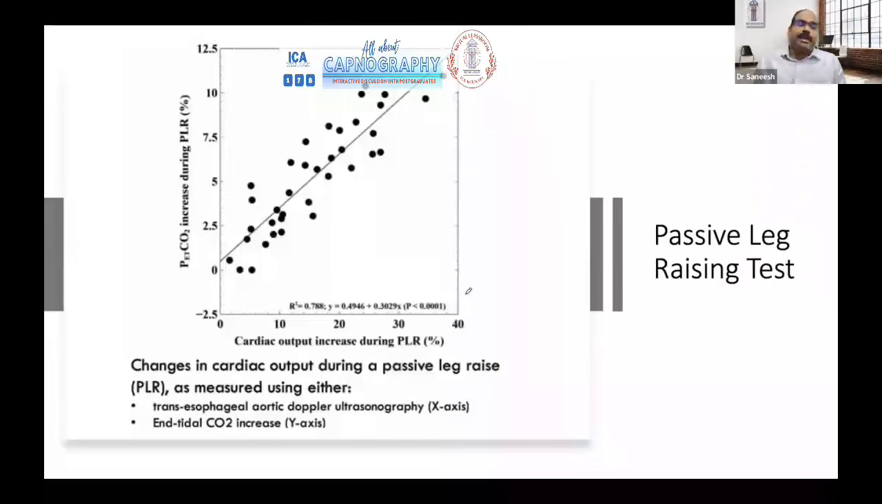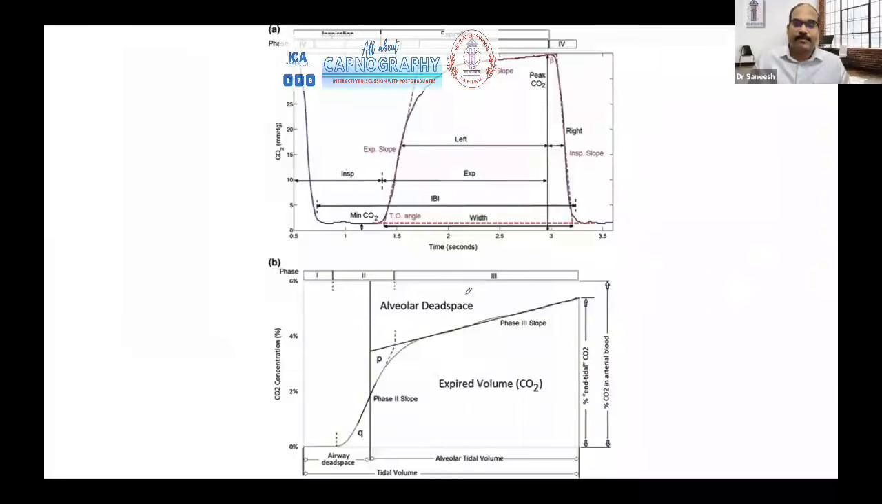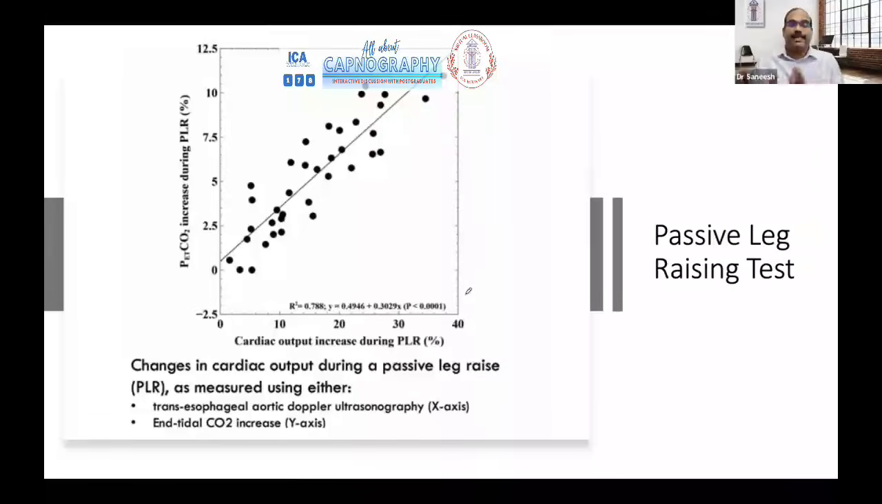Okay, the correlation between PetCO2 and cardiac output increase is good enough to take it as a surrogate marker. If you don't have a cardiac output monitor per se, EtCO2 can help you a lot with fluid responsiveness assessment. Another thing is, if the patient is not shown to be fluid responsive, there could be a role for de-resuscitation.